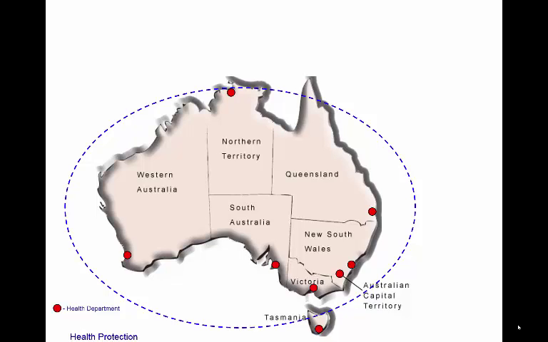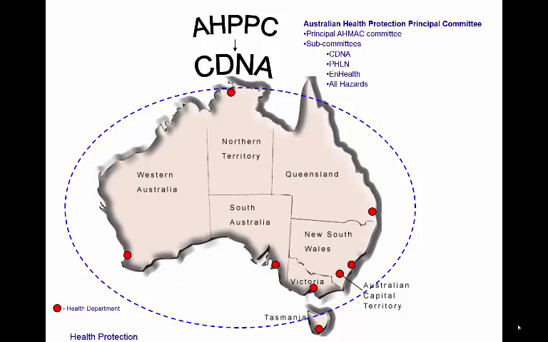In Australia, for communicable diseases, for instance, we have the Communicable Disease Network Australia, which answers to the Australian Health Protection Principal Committee. The Australian Health Protection Principal Committee is one of the principal AHMAC committees, and it has a range of different subcommittees, including the Communicable Disease Network Australia, the Public Health Laboratory Network Australia, enHealth, which deals with environmental hazards, and All Hazards, which is dealing with public health emergencies such as mass casualty events or bushfires.